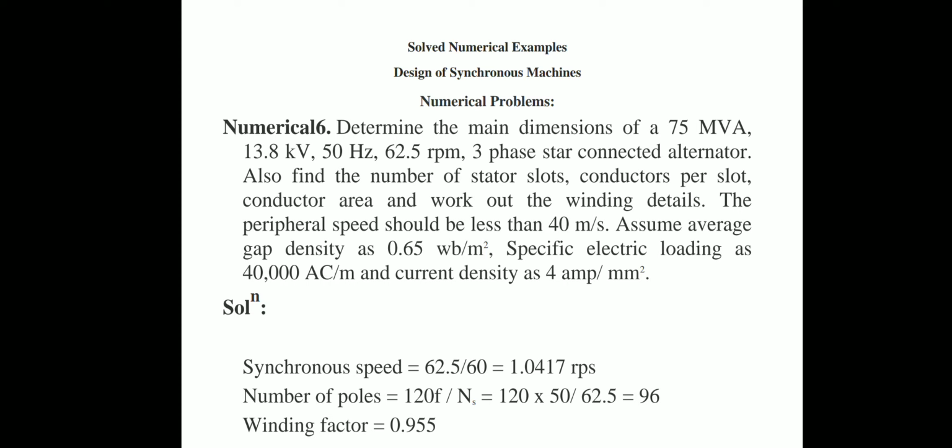Here it is. The synchronous speed, I'm converting from RPM to RPS by dividing by 60. 62.5 divided by 60 is equal to 1.0417 RPS. And the number of poles is equal to 120 f by Ns. This is from the popular formula, synchronous speed N is equal to 120 f by P. So P is equal to 120 f by Ns. 120 into 50 upon 62.5, that is 96.